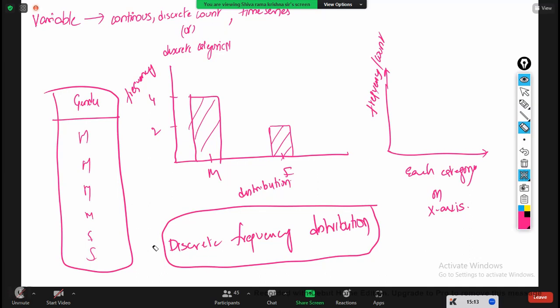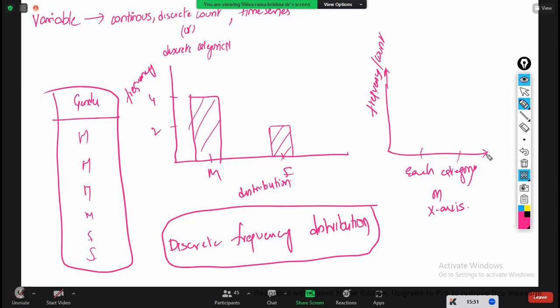How many are available? Take whatever you want, apart from gender, you can select anything. For example, take the liver patient data set. In that, two categorical variables are there: one is gender, and another is liver patient, either yes or no. Whatever categories you have, yes or no, you write on the x-axis. How many yeses are there, you take that much height. How many nos are there, that much height. So this is called frequency distribution, and we apply it on the discrete variable, so it is called discrete frequency distribution.